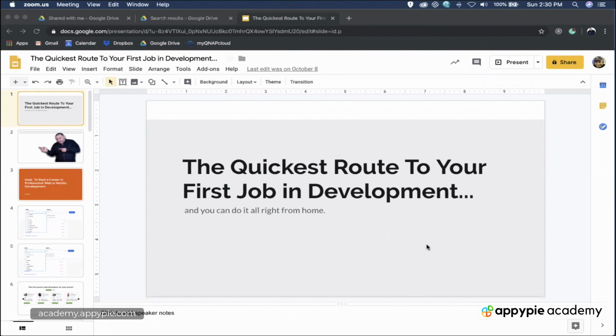Don't be afraid of white space. White space is great because it allows the eye and the person watching to see exactly what you want them to see. It's obvious in this slide, I'm going to talk about myself, and there's nothing else on it.